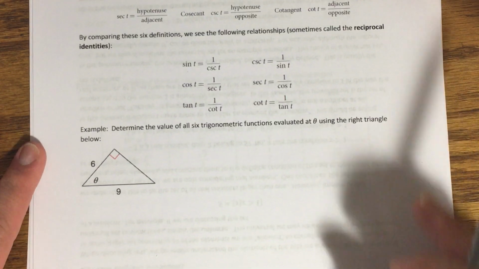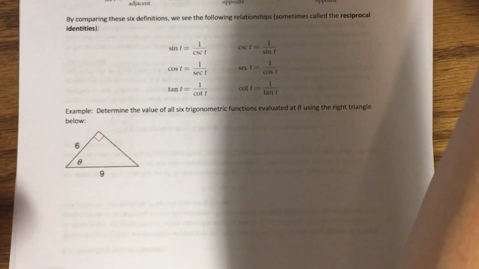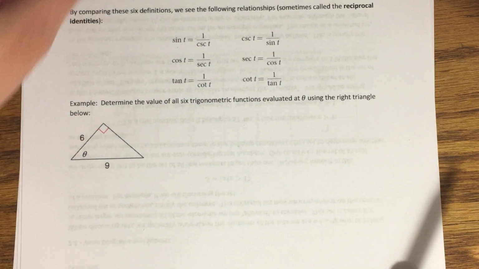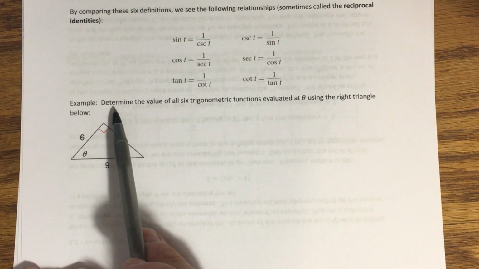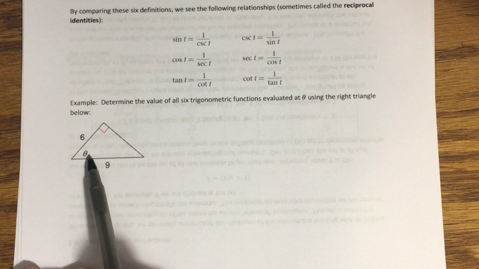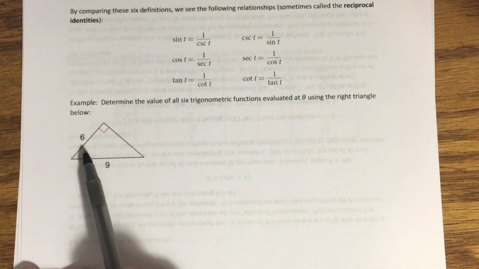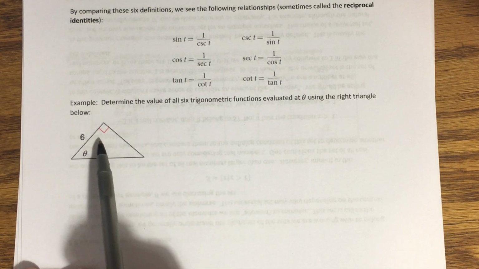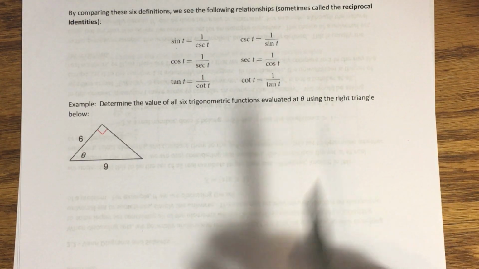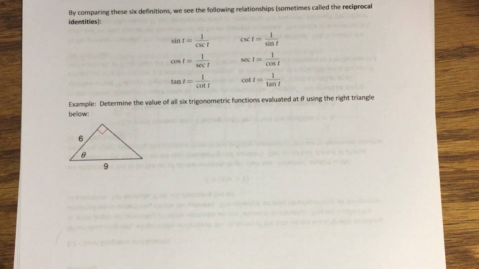Okay, let's do some examples here. So far, we haven't done any actual examples. We're just going over some definitions. But in this example, we're given a right triangle, and we're asked to determine the value of all 6 trigonometric functions evaluated at theta. You notice that there's an angle here that's singled out, and we're calling it theta. This right triangle looks like it's flipped on its side because the right angle is showing up all the way up here, and that doesn't matter. What matters is how these 3 sides relate to this angle theta.